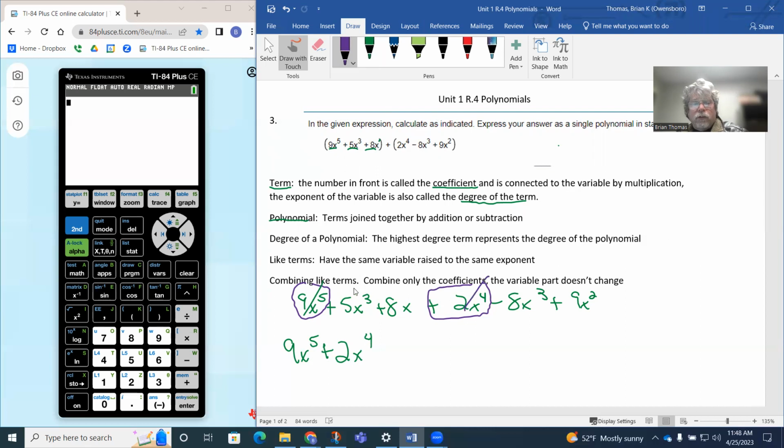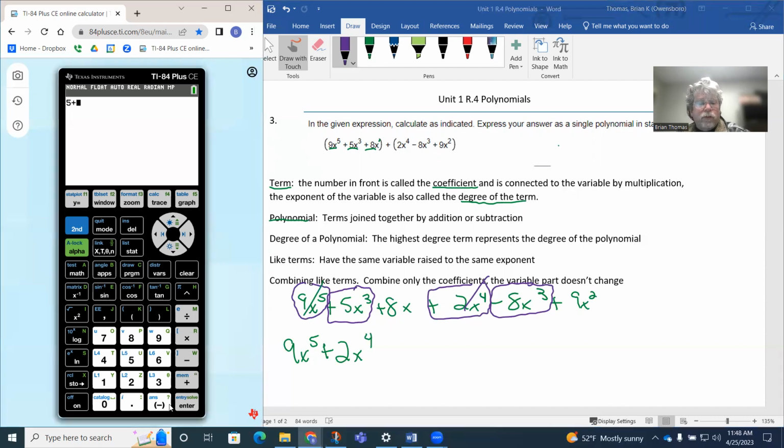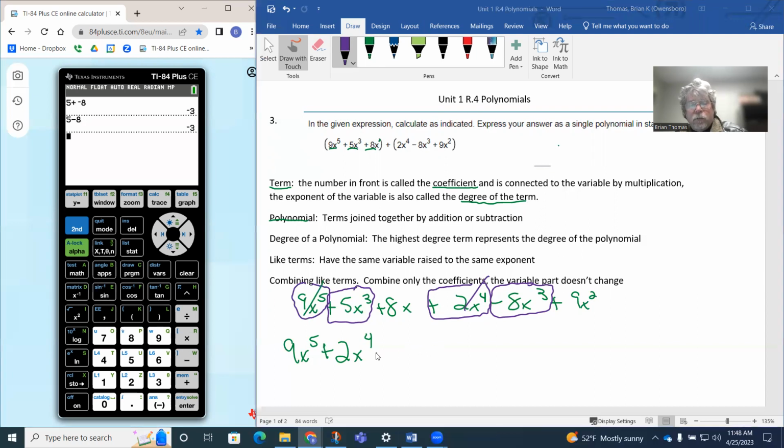So now we're down to the x cubed. Notice how there is a positive 5x to the third, and there is a negative 8x to the third. Those are like terms. So what I can do is add those coefficients together. I can go 5 plus negative 8 on the calculator, or I can just simply say 5 minus 8. Remember, if you have 5 and lose 8, you're going to be down 3. So it's going to be a negative 3. So I bring down a minus 3x to the third as that term. Now we're done with the cubes.